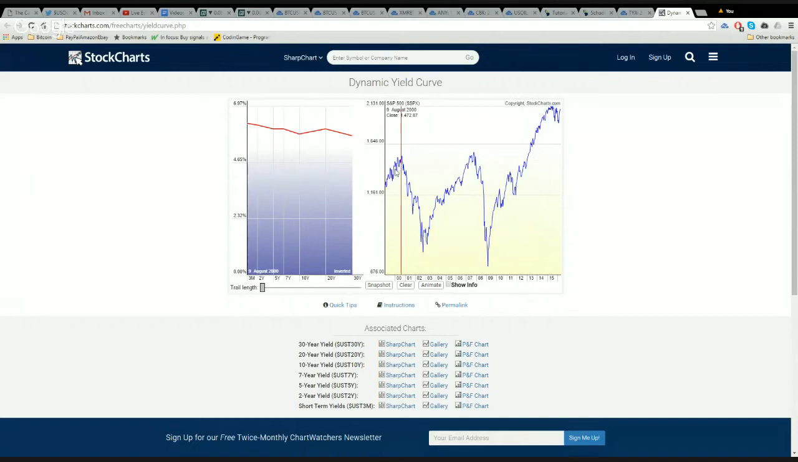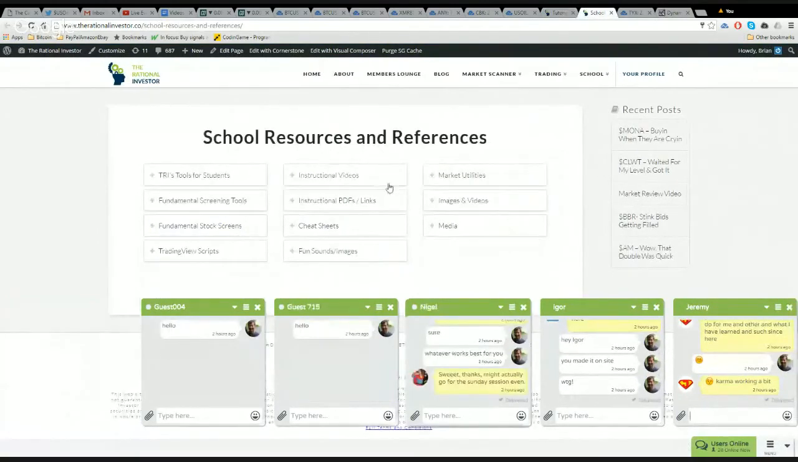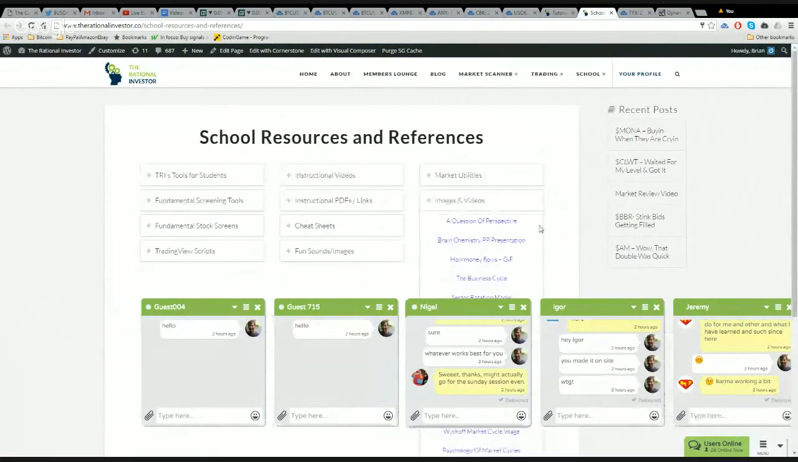So the question would be, why on earth would the Fed allow this to happen? Remember, this was the dot-com boom. The economic cycle, right? Let's see if we can just go back. I think I have it here. Maybe I have it on this page here. Images, right? The business cycle.